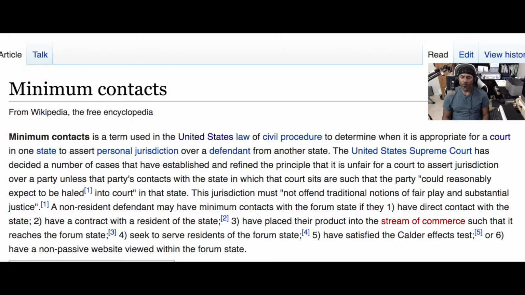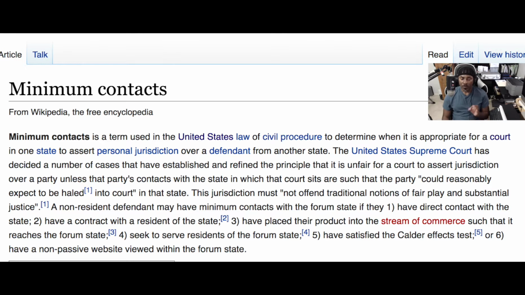Anyway, reading on. The United States Supreme Court has decided a number of cases that have established and refined the principle that it is unfair for a court to assert jurisdiction over a party unless that party's contacts with the state in which the court sits, that's the venue court, are such that the party could reasonably expect to be hailed into court in that state. This jurisdiction must not offend traditional notions of fair play and substantial justice.